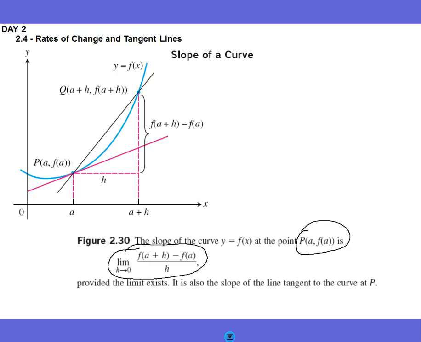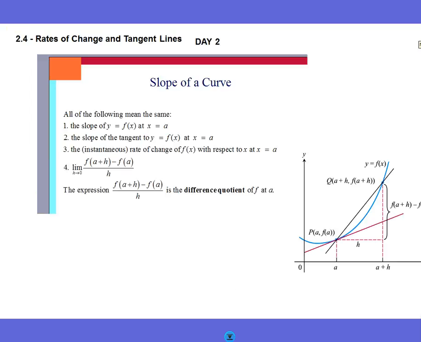How amazing is that, right? Now all of a sudden I can find the slope at any point on any function just by doing the difference quotient. Wow. How cool. All right, so let's actually do that. Well, not quite yet. I'm getting ahead of myself.